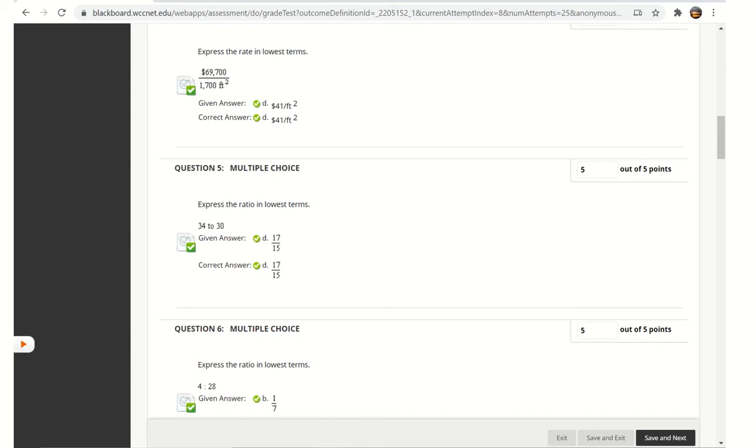Number 4, $69,700 to do 1,700 square feet. What is the price per square feet? 69,700 divided by 1,700 equals 41.